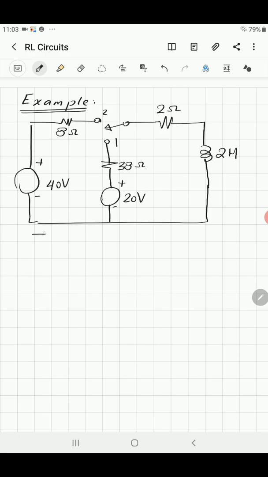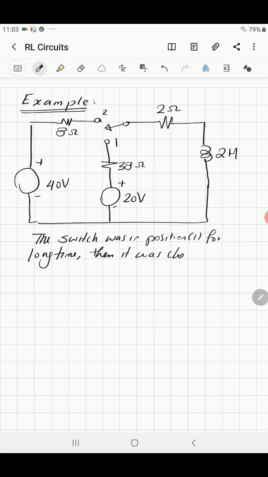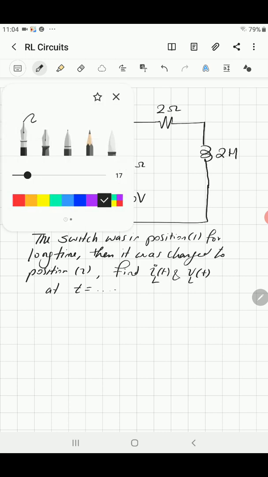What's said here is that the switch was in position 1 for a long time. Then it was changed to position 2. Find the current and the voltage across the inductor at t equals 5 milliseconds. So how do you solve a question like that?